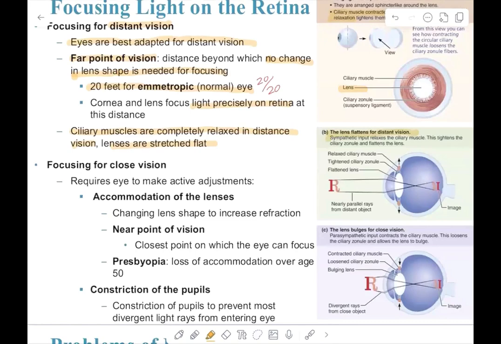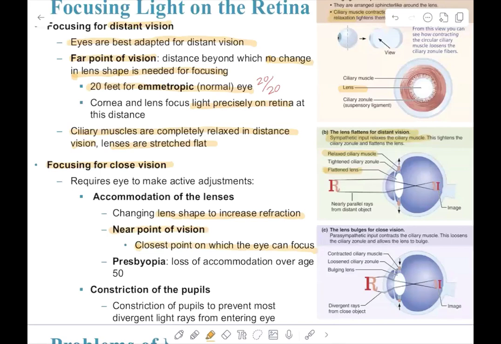And specifically, sympathetic input relaxes ciliary muscles. Because with sympathetic vision, you want to focus on what's in the distance. So we see a relaxed ciliary muscle and a flattened lens. For close vision, there's some accommodation that has to happen. So that accommodation basically means that the lens shape changes to increase this refraction, and we can see a near point of vision, and that's the closest point on which the eye can focus.